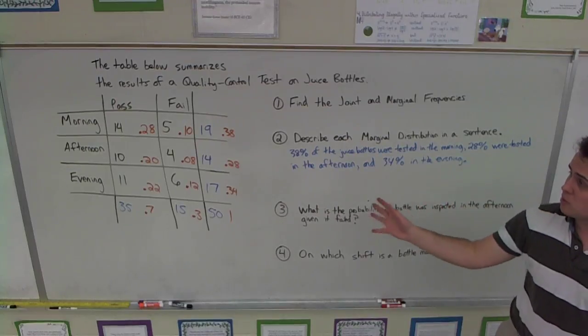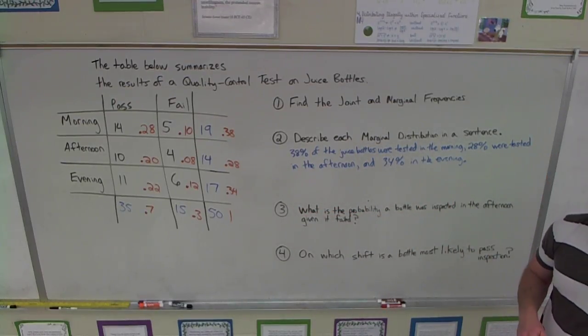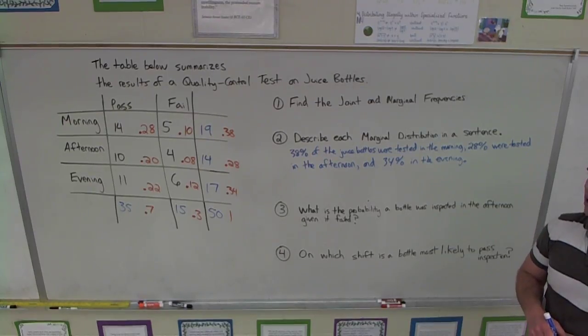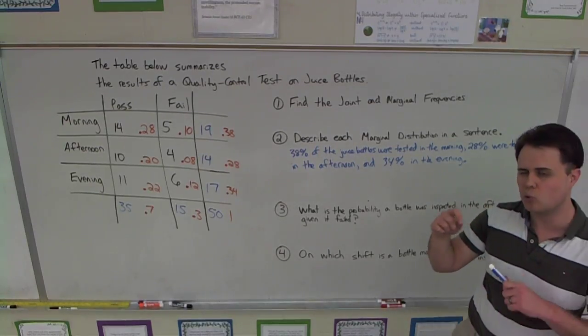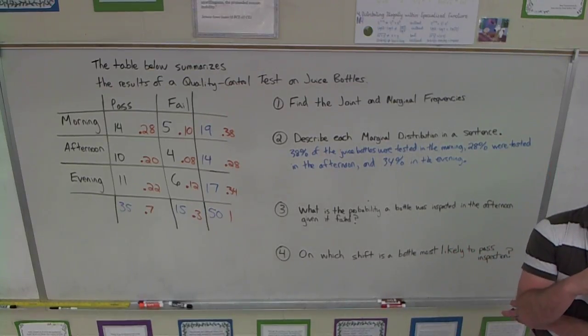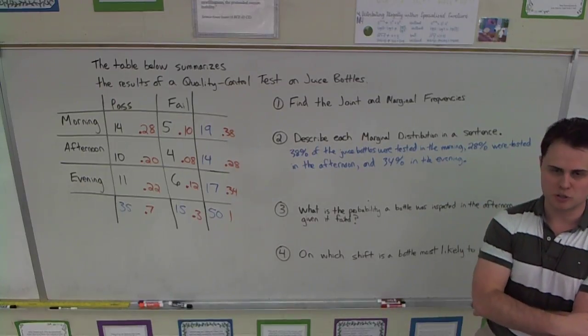The other one's going to describe the other marginal distribution, which is going to be, I'm not going to write it down this time, but 70% of the bottles tested passed, while only 30% of the bottles failed. You can see I put the "while only" there to clarify. I think that's a lot more informational than the other marginal distribution.